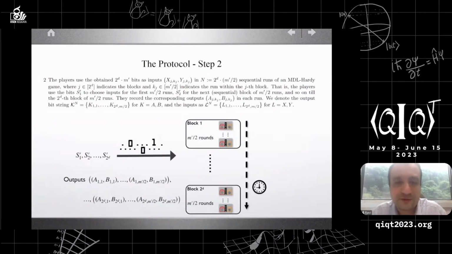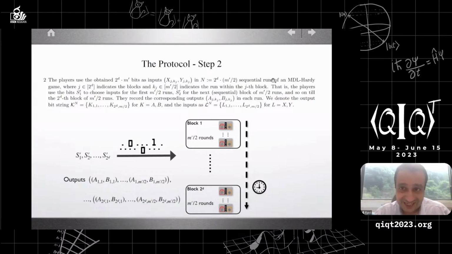The second step in this protocol is to use these 2^D times m prime bits as the inputs in the Bell test. Specifically, we will run a Bell test that is based on the Hardy paradox, which you may have heard about. It's one of the manifestations of quantum non-locality. Importantly, when you run a Bell test, you need to choose the measurement settings with some randomness. That's the measurement independence assumption. So we use these bits that we get to choose the inputs in this particular Bell test. We call it an MDL Hardy game. I'll come to what MDL is in a moment.